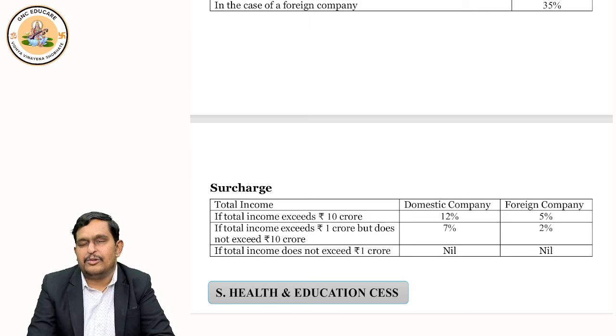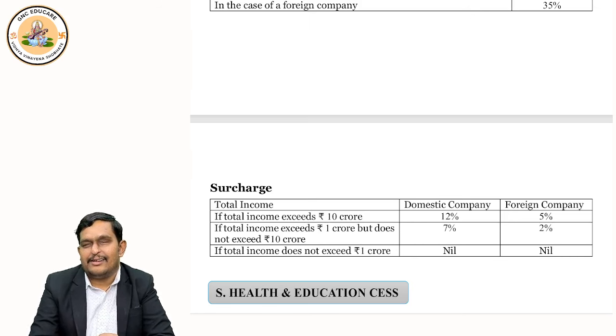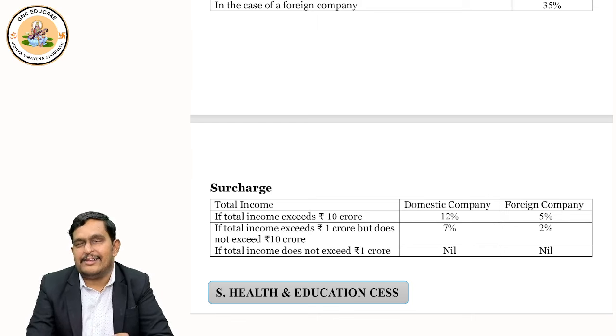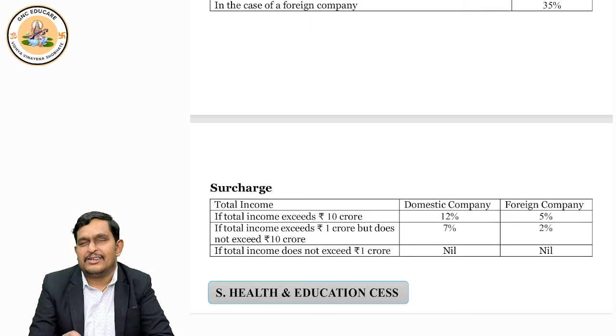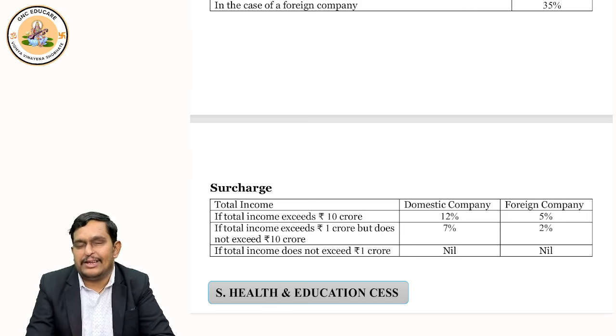Let me tell you, after surcharge, we have to discuss health and education cess. These IIMs, these IITs, these IISCs, these Sainik schools, all the development is because of this health and education cess. You, the taxpayers who are paying. So salute for all of you. 4% health and education cess we are paying.